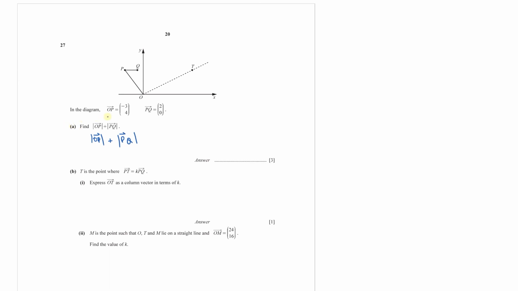So how do you find the magnitude? You take the squared values and add them together, and then you take the square root. So this will be OP. For OP, it will be minus 3 squared plus 4 squared, and then whole square root, plus you do the same for PQ, which is 2 squared plus 0 squared, and then whole square root.